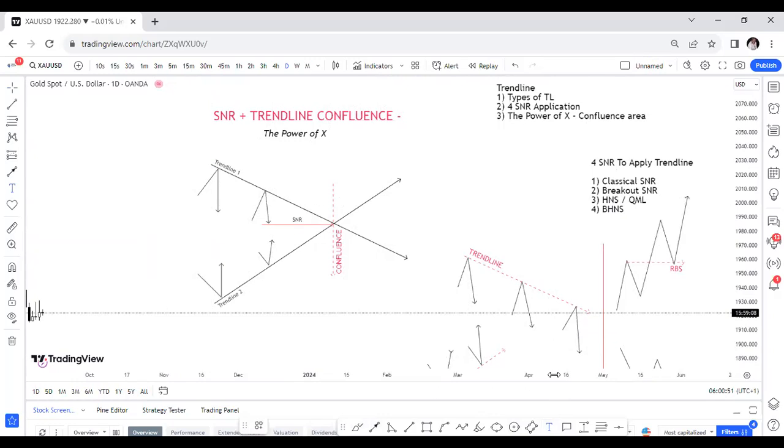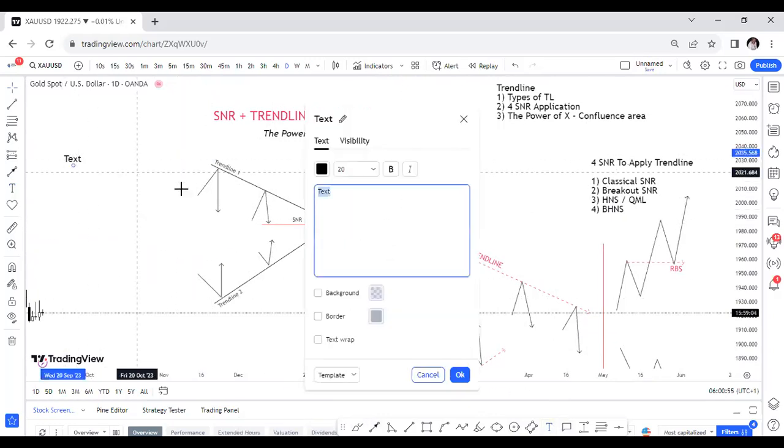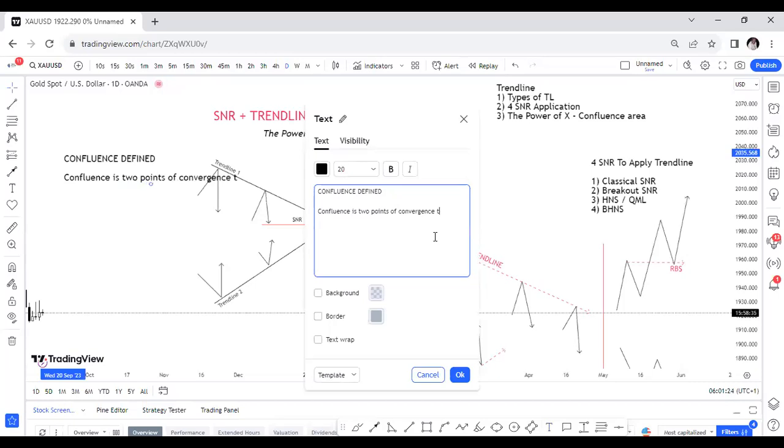Confluence is 2 points. Confluence defined. We say confluence is 2 points of convergence that result in the same direction. When you have two or more subjects happening at the same point.